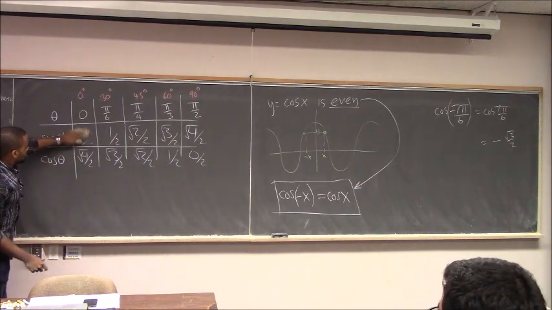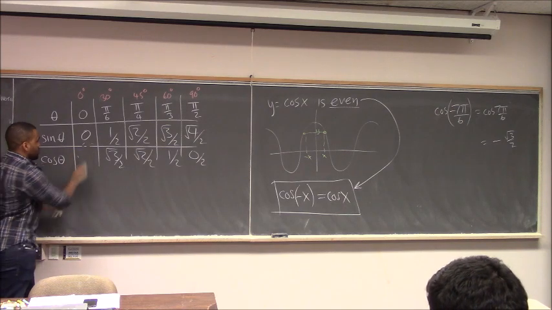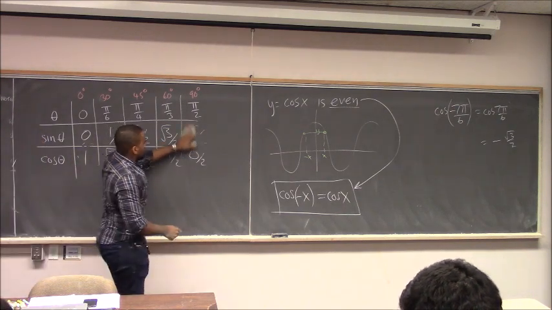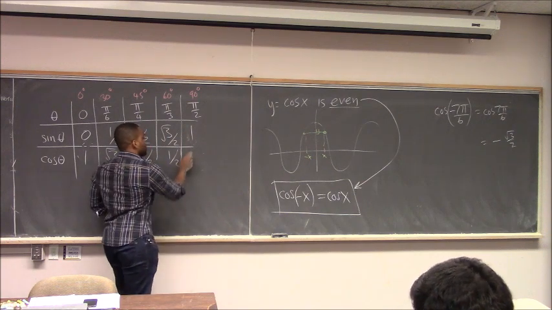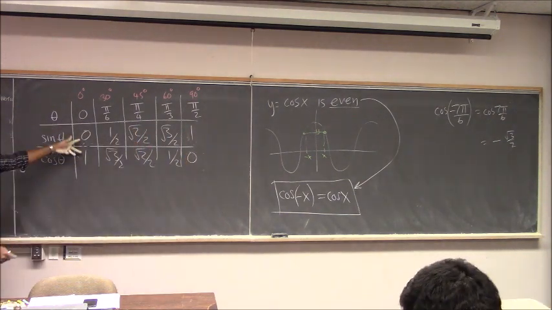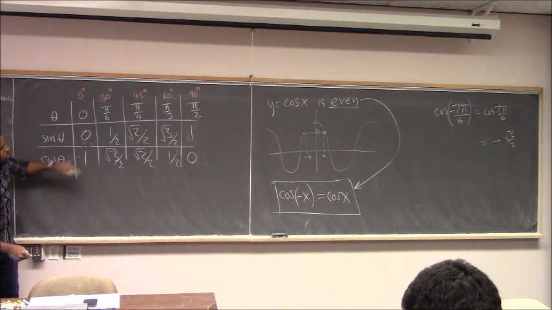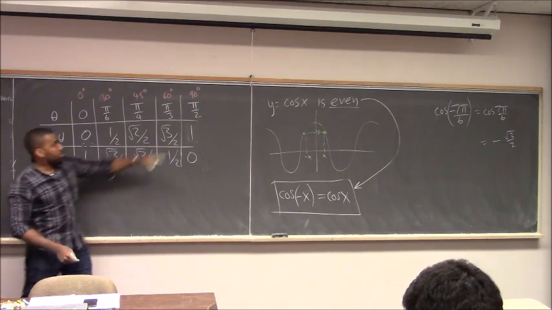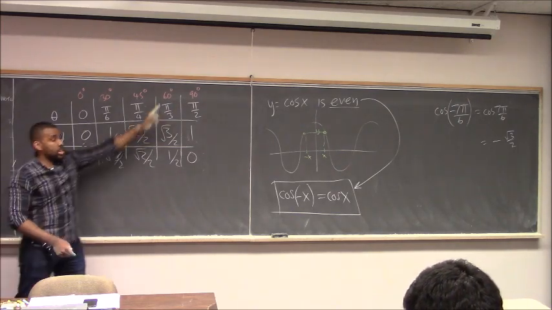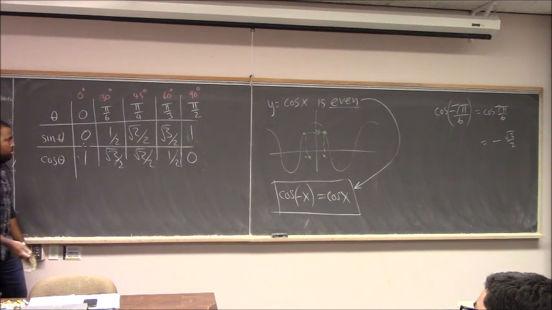Now, of course, 0 divided by 2 is just 0. Radical 4 divided by 2 gives you 1. 0 divided by 2 gives you 0. And so you can get these edges. You can get the 0 degrees, sine of 0 is 0, cosine of 0 is 1. You can also get the 90 degree part. Sine of 90 degrees is 1, cosine of 90 degrees is 0. So if you're into that sort of thing, you can extend the table a little bit more.